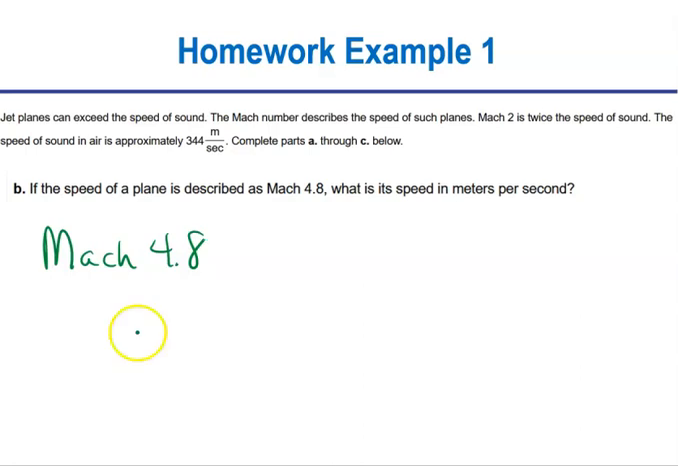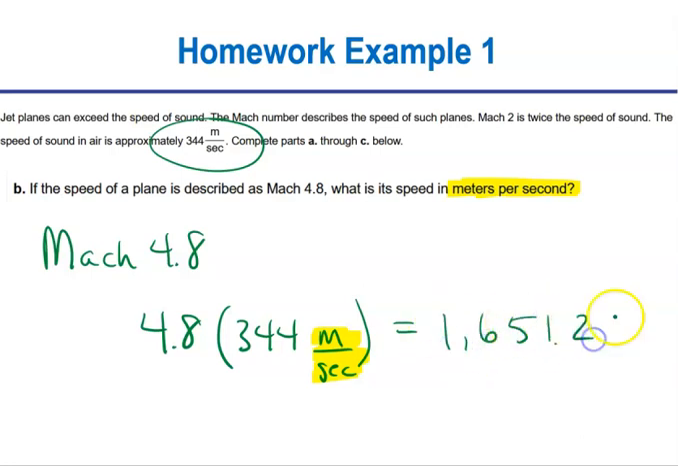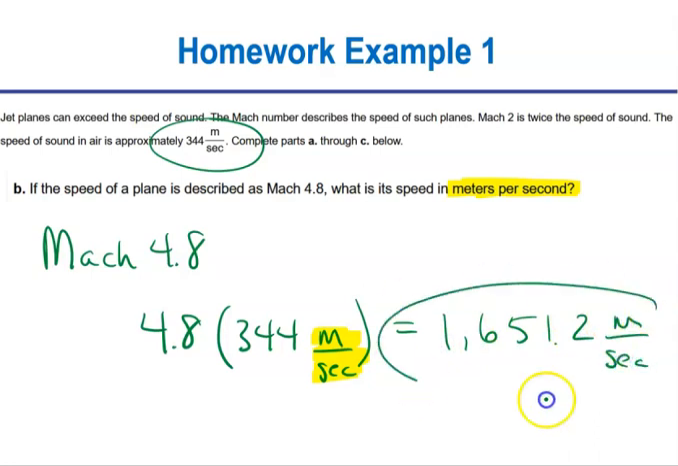All right. So I'm going to take my 4.8 and multiply that by the speed of sound, which is right here. That's 344 meters per second. If you want to multiply that out now, you can. As a matter of fact, look, our answer is supposed to be in meters per second. Look, we're already in meters per second. This should have been the first problem, not the second problem, right? This is the easy one. So I got 4.8 times 344, and I get 1,651.2 meters per second.